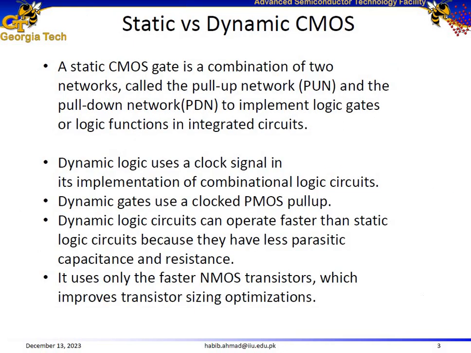I want to show a comparison of static versus dynamic complementary metal oxide semiconductors as well. In static CMOS, we have a combination of two networks. We have a combination of pull-up network and pull-down network. The pull-up network is comprised of PMOS transistors, while the pull-down network is comprised of NMOS transistors in order to implement logic functions in integrated circuits.